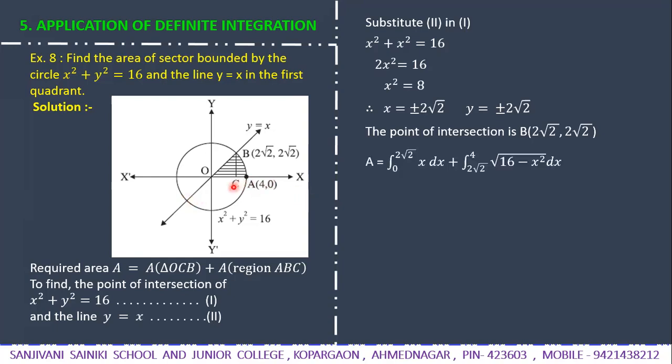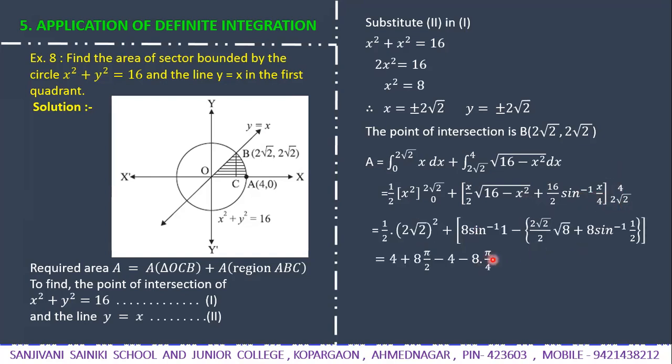So what we will do, we will integrate to find this actual area. We will take y of this line from 0 to 2 root 2, and then from 2 root 2 to 4 we will take y from this circle. Since x square plus y square is equal to 16, y is equal to the square root of 16 minus x square. So use this formula: the integral of root a square minus x square is x upon 2 root a square minus x square plus a square by 2 sin inverse of x by a, between the lower limit and upper limit. Simplify it and you will get 2 pi square units. This is the area of this shaded part.